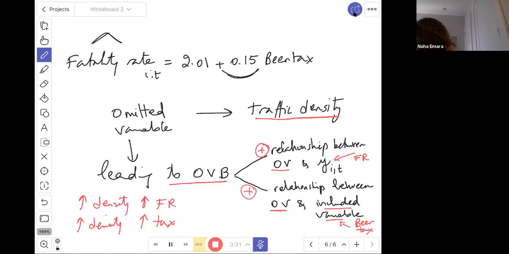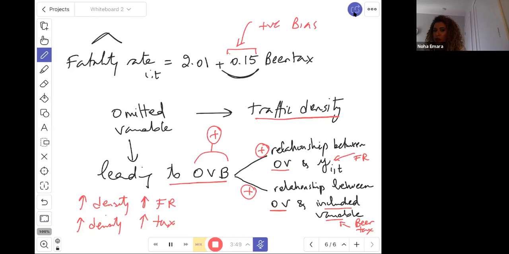So that means I have an omitted variable bias that is positive. So this coefficient has a positive bias. In other words, this coefficient is actually overestimated.